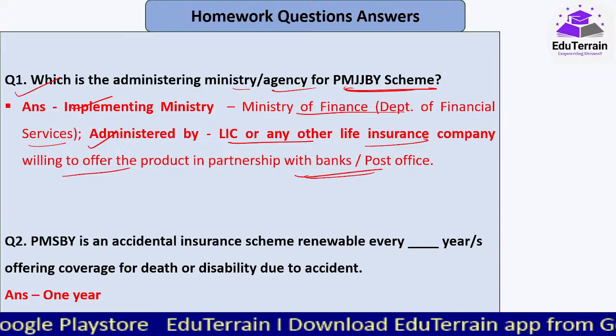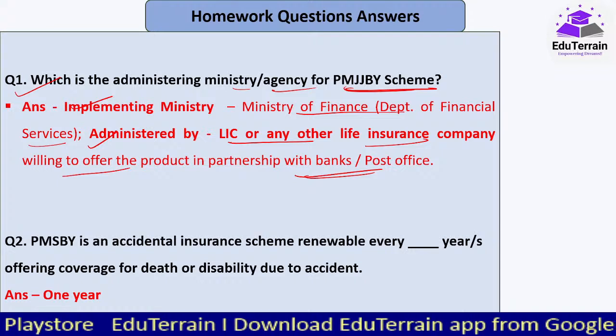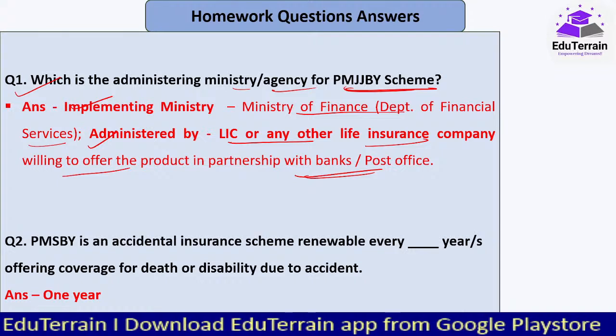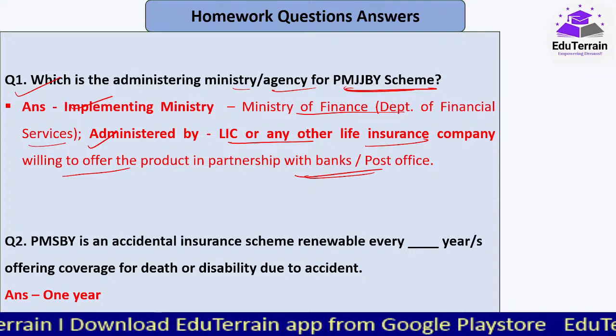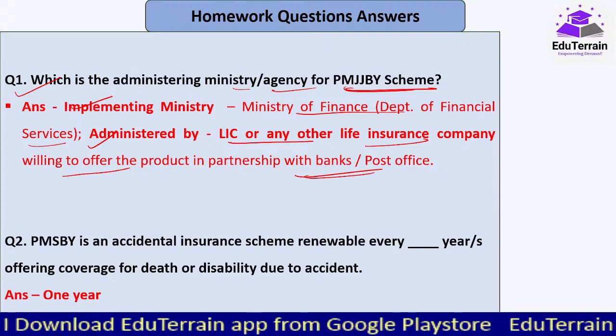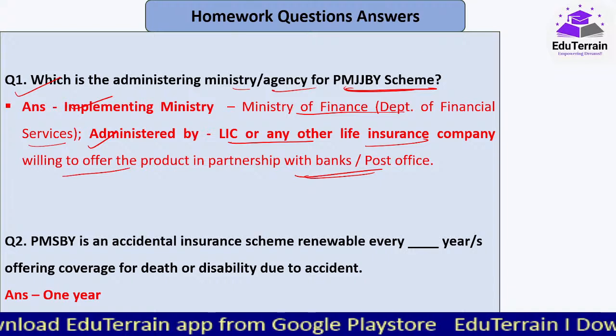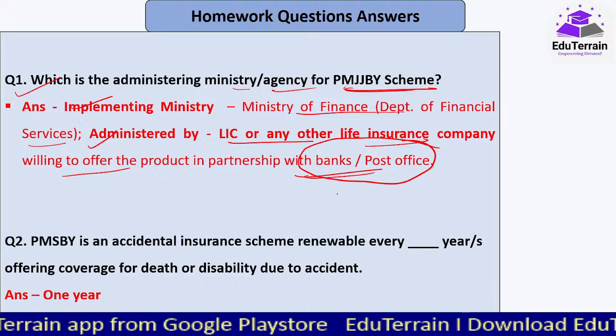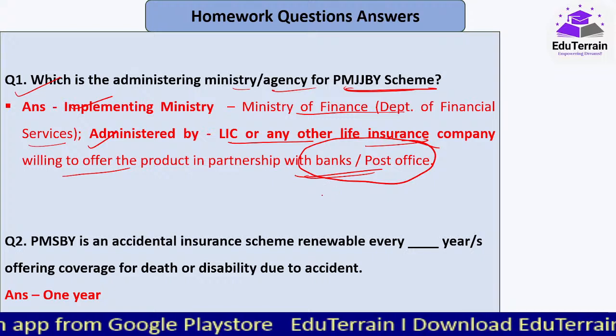Why is that important? Because it is under auto debit condition. ऐसा नहीं है कि beneficiary को every month pay करना पड़ेगा या फिर every quarter, whatever he has opted for. No, everything would be auto debited from their accounts. That's why it is mandatory for the beneficiaries to have an account in a bank or a post office.